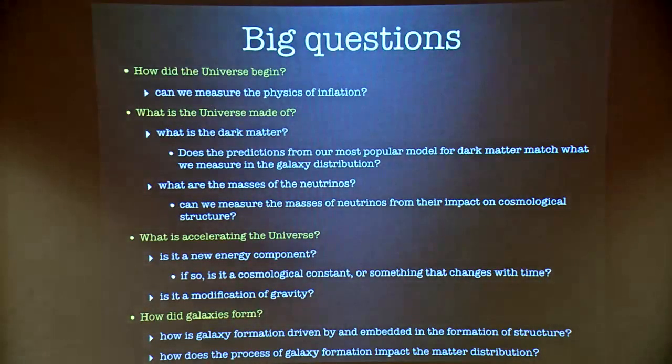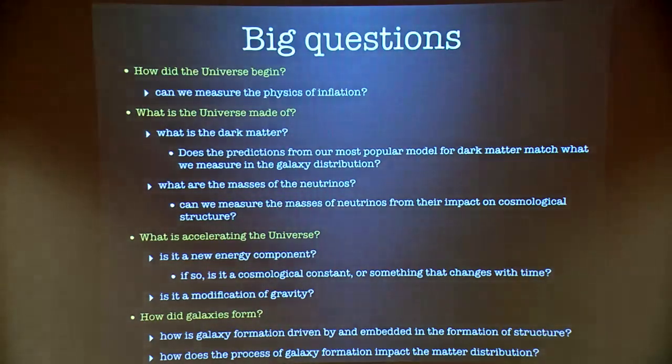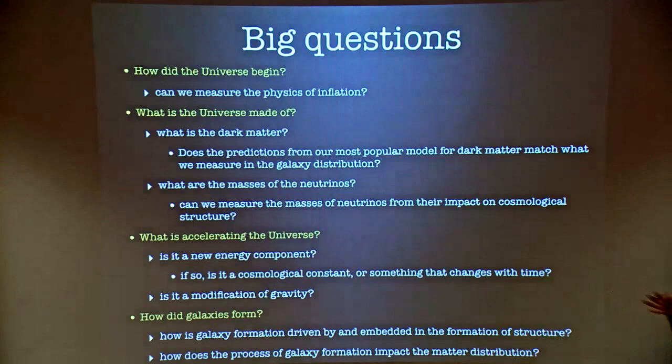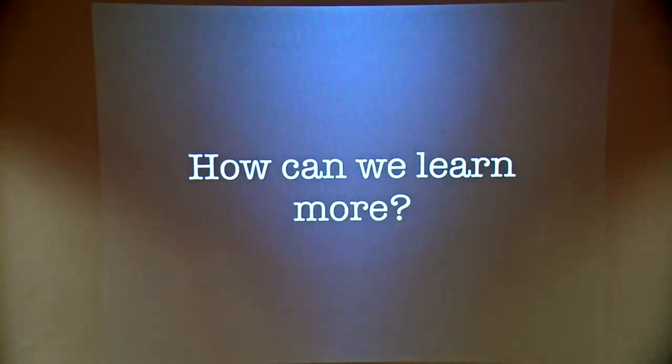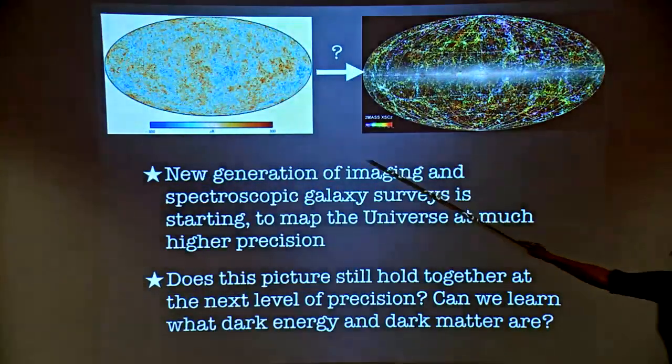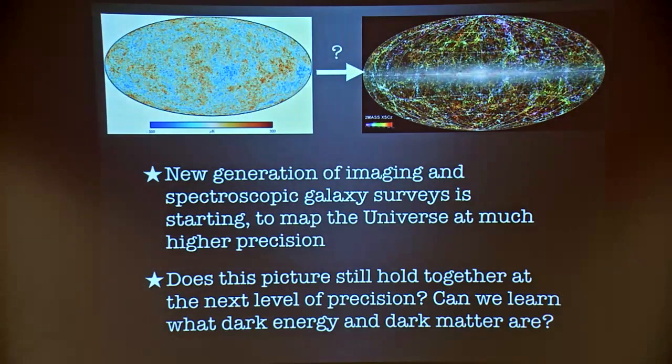And then I'm also interested in all of the other stuff in the universe, in particular, how do galaxies form? How is galaxy formation driven by and embedded in the formation of structure? And how does the physics of galaxy formation actually impact that structure? Okay, so how can we learn more than we did already? So I'm going to talk more about this path here. And I'm going to talk about this new generation of both imaging and spectroscopic surveys that's starting to map the universe basically over the last 10 billion years or so at much, much higher precision than we have so far.